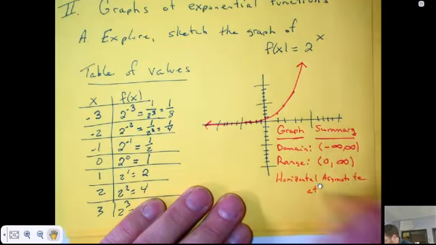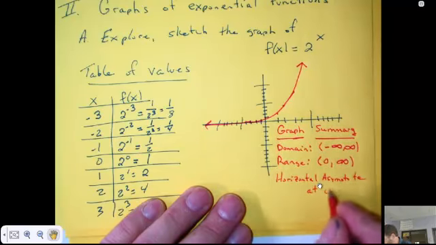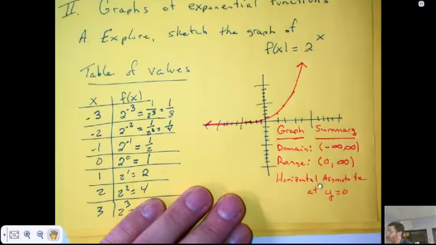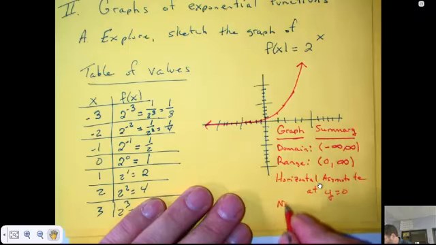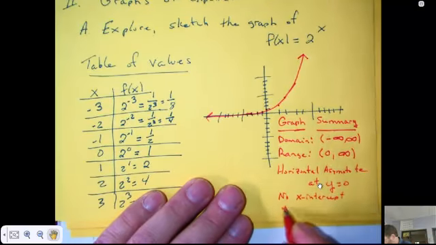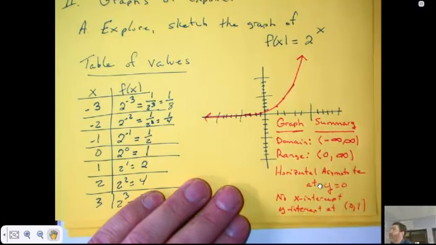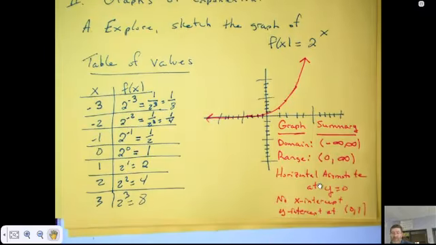And that is at, what's the equation of this line? Y equals 0. That's the x-axis. And there's no x-intercept. It never crosses the x-axis. But where's the y-intercept at? So that'd be 0, 1 would be the point. So that's kind of our summary. All exponential functions have that basic shape, that basic graph.